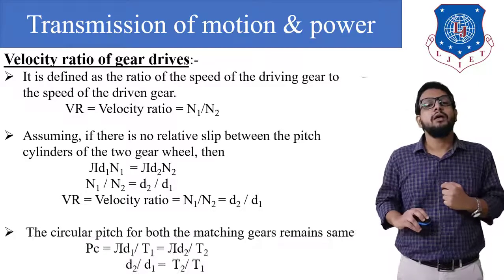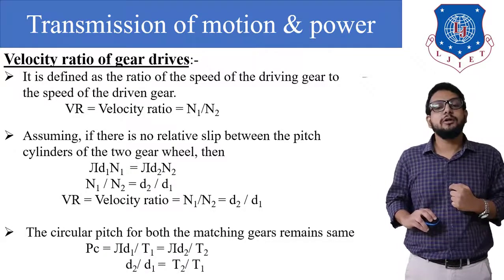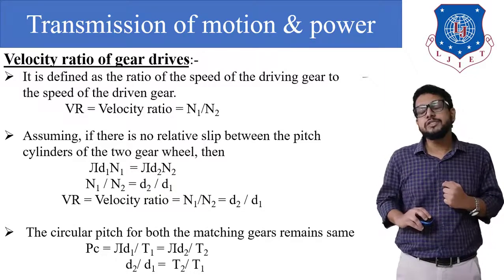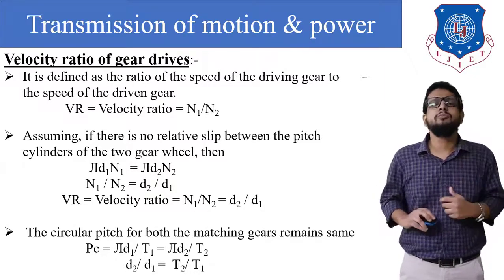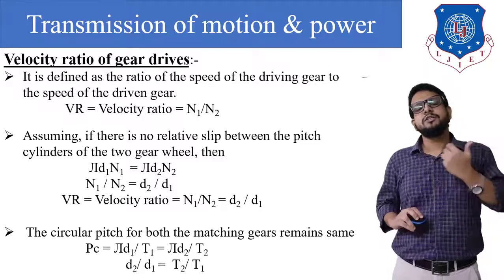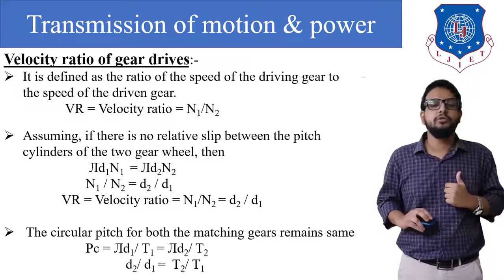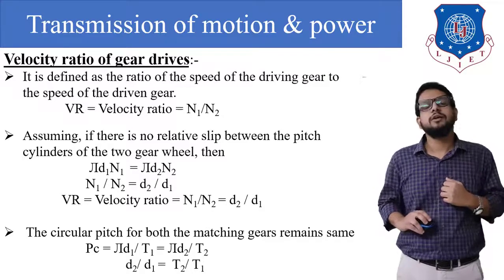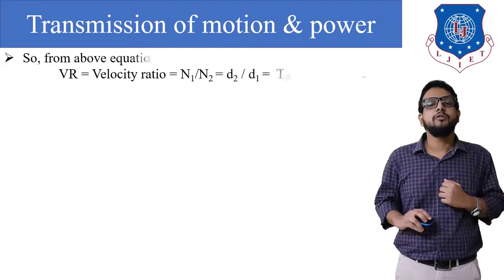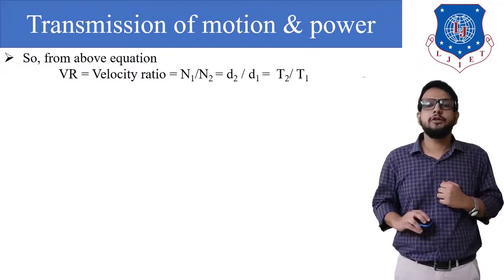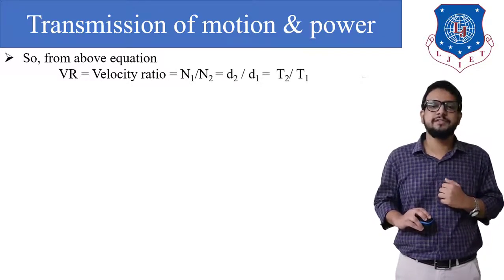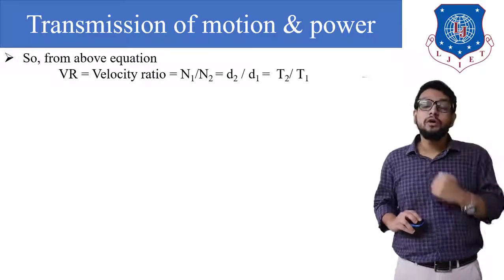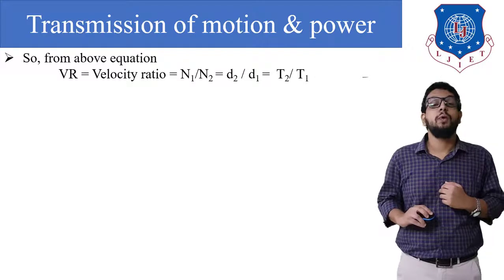The circular pitch for both meshing gears remains the same. So we can say that circular pitch, denoted by PC, is equal to pi d1 by T1, which is equal to pi d2 by T2. From this equation we get d2 by d1 is equal to T2 by T1. Now further we can write this velocity ratio in the form of the ratio of the number of teeth. So N1 by N2 is equal to d2 by d1, which is equal to T2 by T1.